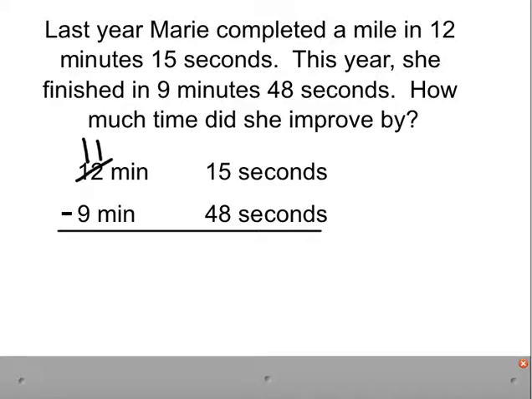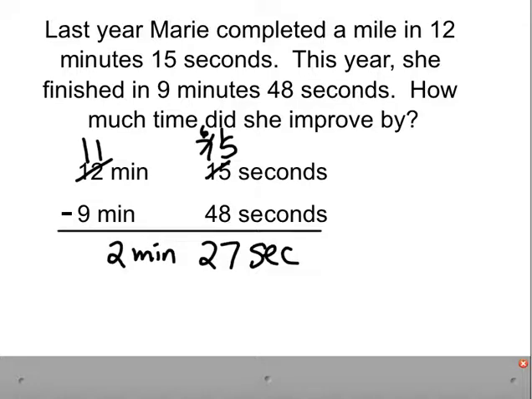So we have 11 minutes, and we're going to add then 60 seconds to my 15 seconds and have 75 seconds. So now we can actually subtract them. And we subtract, and we borrow from this 7 and get a 6, 15, so we have 7. And 6 minus 4 is 2. So the difference between 75 and 48 seconds is 27 seconds. And we subtract the minutes and get 2 minutes. So she has gotten better by 2 minutes and 27 seconds.